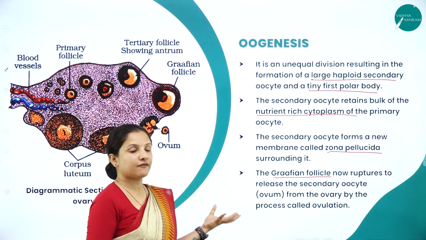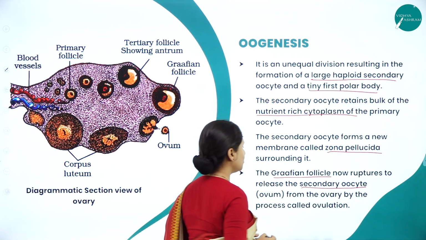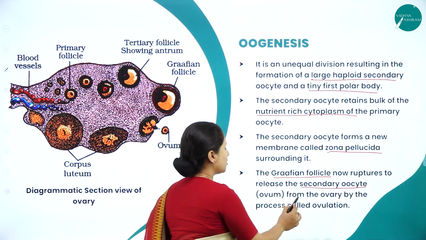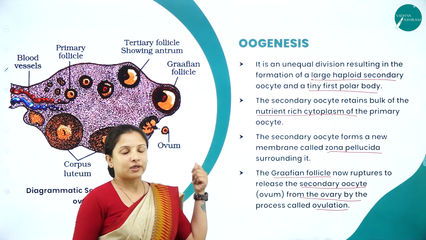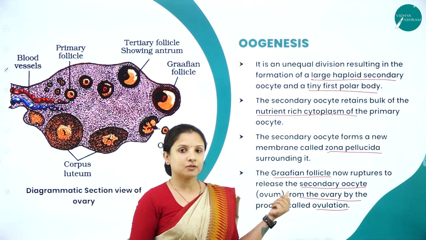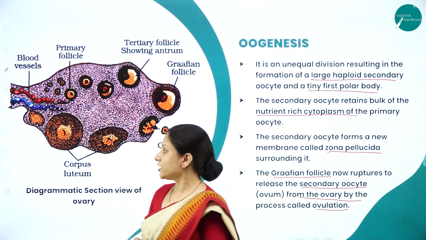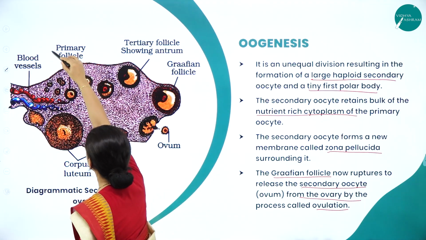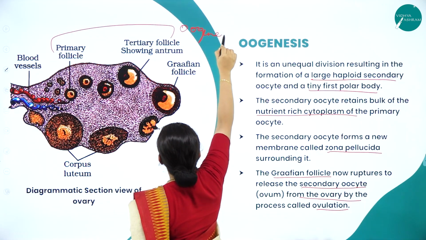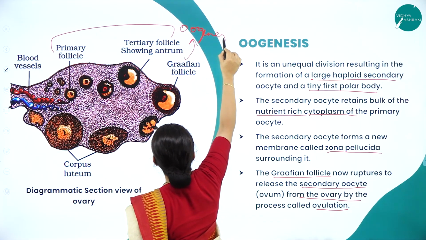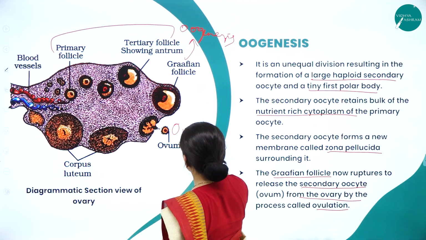Now this mature Graafian follicle will rupture to release the secondary oocyte, which is the ovum, from the ovary, and this process is called ovulation. So whatever steps we studied here were about oogenesis. The release of the ova is called ovulation. Up till here, whatever formation occurs, we call it oogenesis. Even this is oogenesis. Now this process is nothing but ovulation.